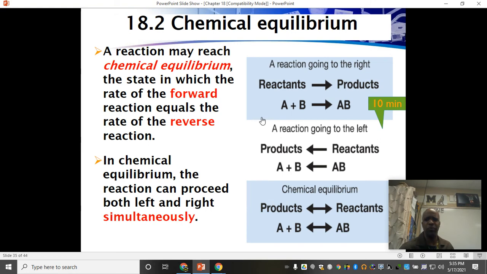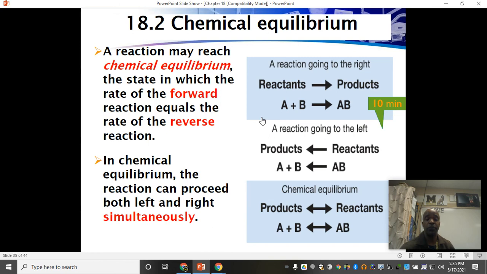What about equilibrium? Is there a balance? Forward, reverse, upside down, all these things. A reaction may reach what we call chemical equilibrium, a state at which the rate of the forward reaction is going to equal the rate of the reverse reaction. If you have A plus B gives you AB, the opposite would be AB turning back into the individual A's and the individual B's.